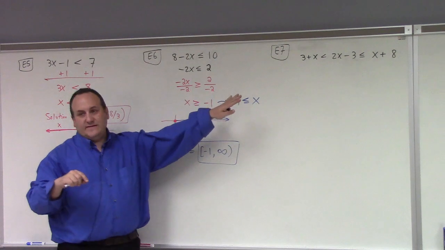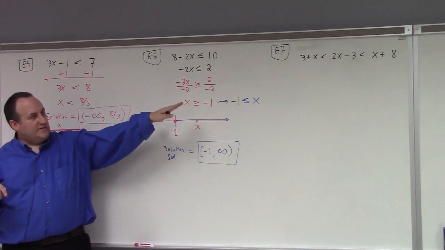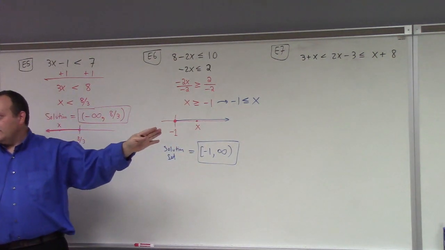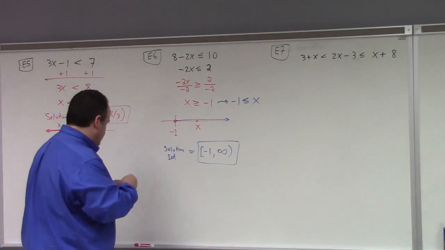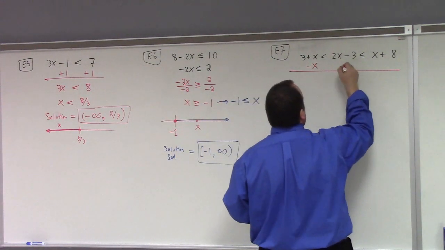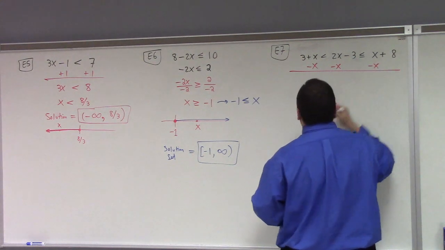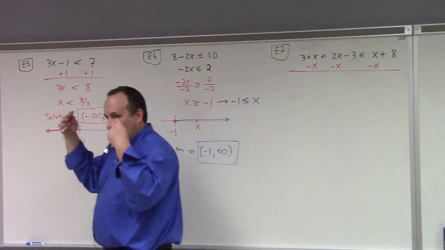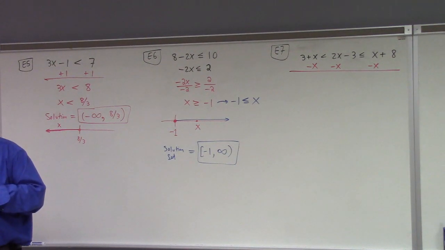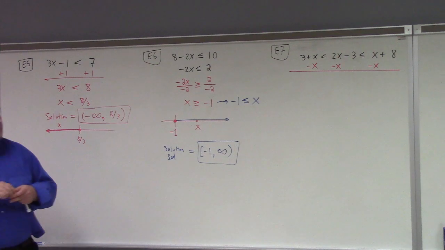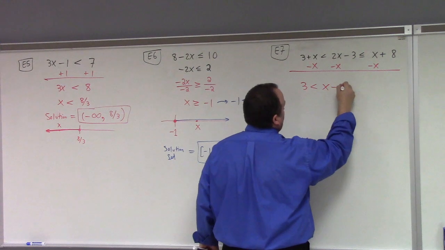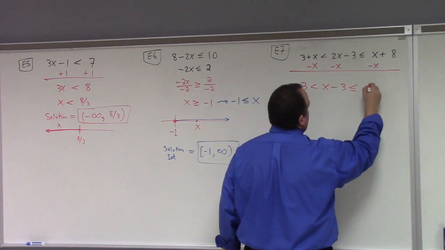So our goal is still to isolate x, right? I would suggest the first thing to do here is subtract x across the board. See what happens? Something nice. If you've got a compound inequality, which is what we have here, you have to do the same thing across the board when adding or subtracting. That's an allowed operation on this so-called compound inequality. Now that gives me 3 is less than x minus 3 is less than or equal to 8.